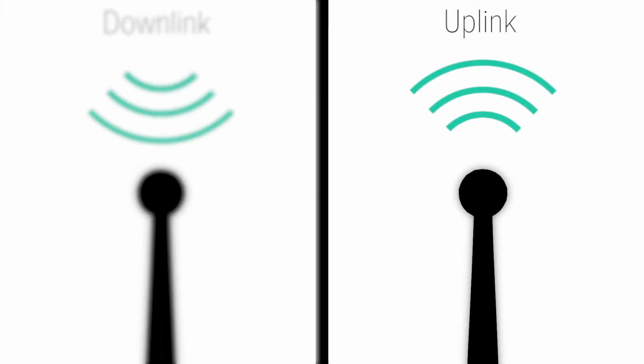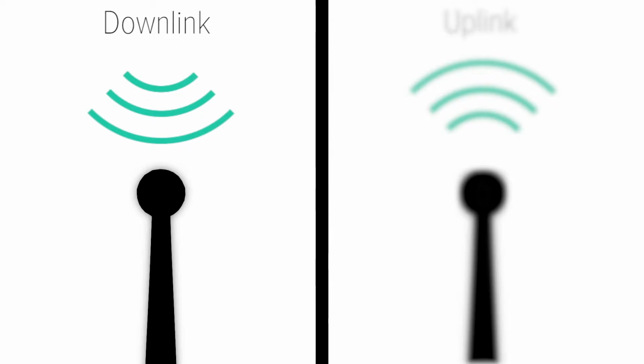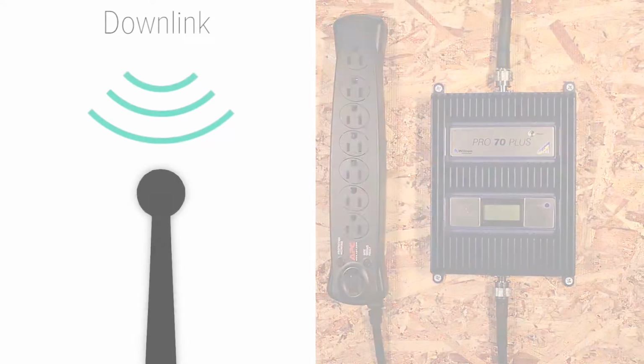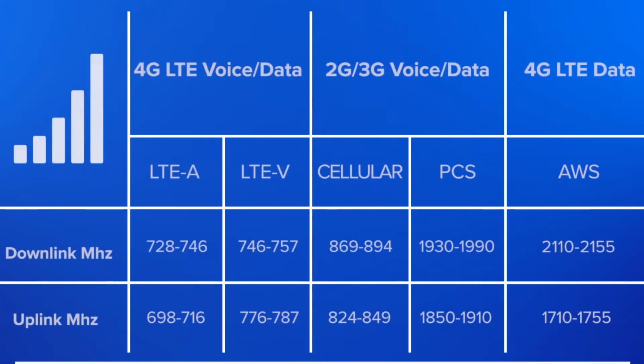Uplink is the signal going to the tower. Downlink is the signal coming from the tower. Increasing downlink is the main objective of the amplifier. Carriers use different bands to transmit different types of signal. If you look at this chart, you can see how it's broken down.